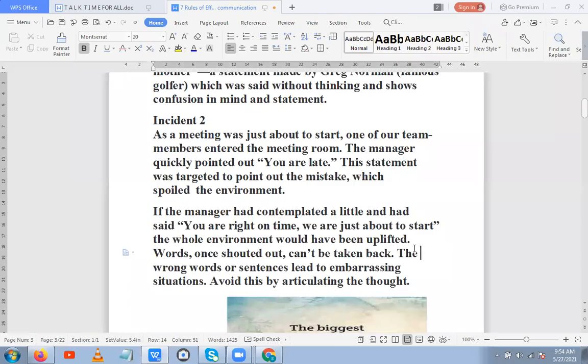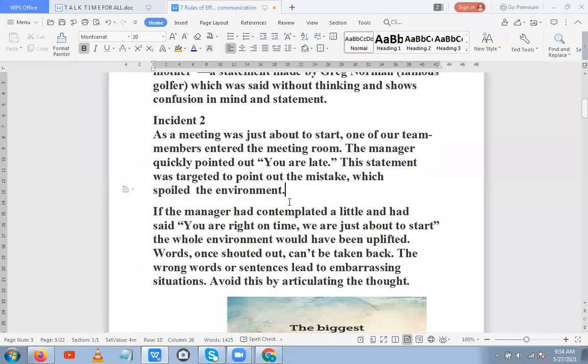Exactly. What is the term uplifted? The whole environment would have been uplifted. Would have been good. Raise, ma'am. Better. Uplift, raise. Yes. What spoiled the environment? The wrong word. You are late. You are late. Yes, ma'am. The manager pointed out, you are late.